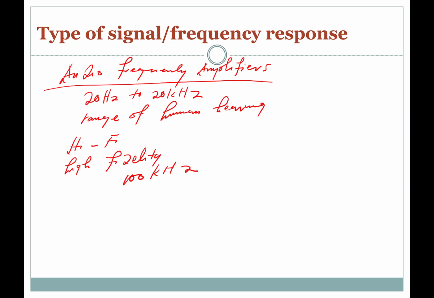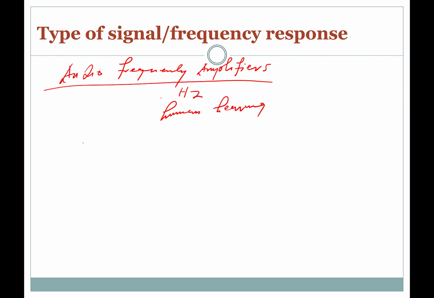But for high fidelity, which is usually used to produce very high audio frequency outputs, they would normally do amplification up to about 100 kilohertz. So that is it with audio frequency amplifiers. Now we would move on quickly to intermediate frequency amplifiers.